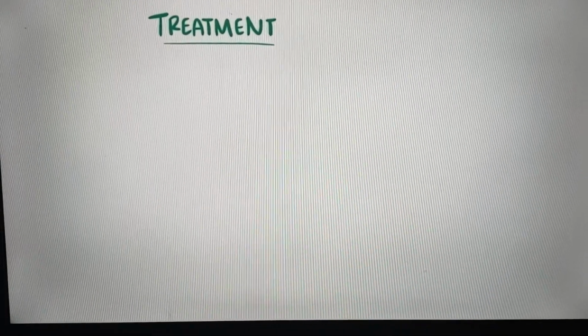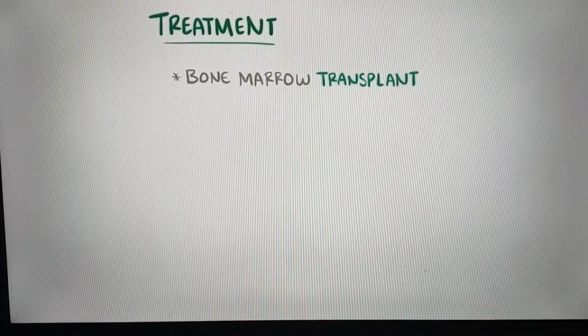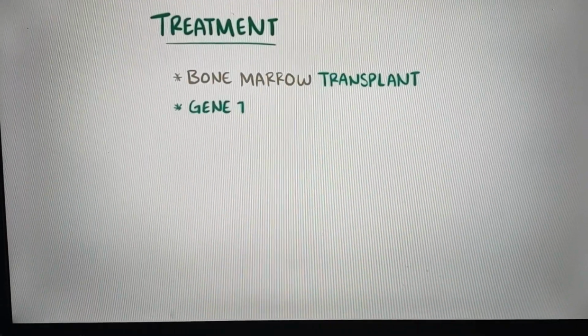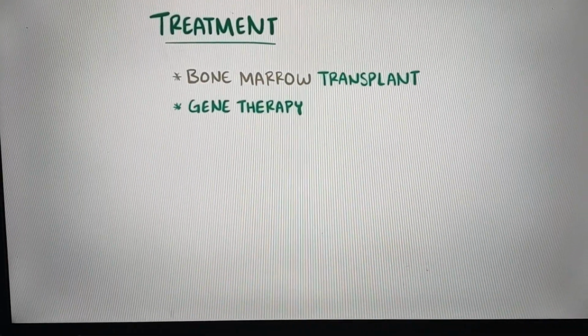More rarely, bone marrow transplants have been used in some patients, and given that sickle cell involves a single point mutation, gene therapy is another option being researched.